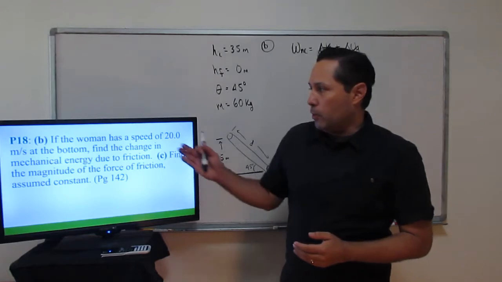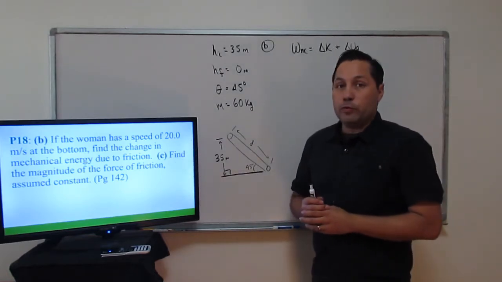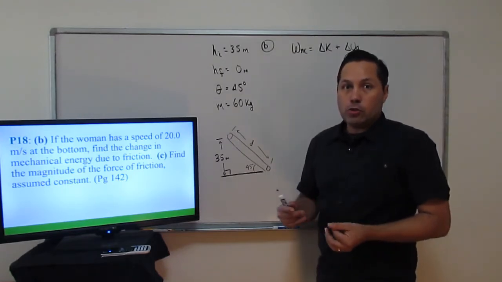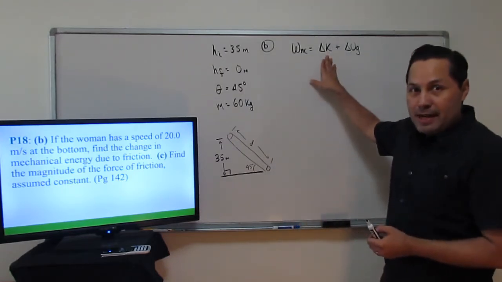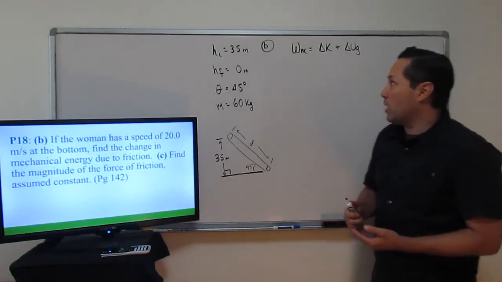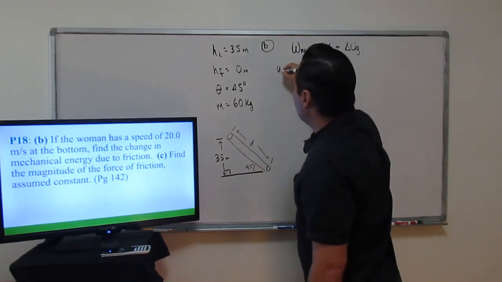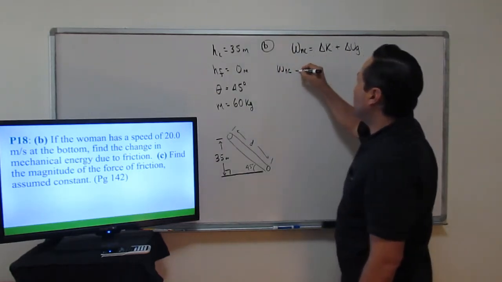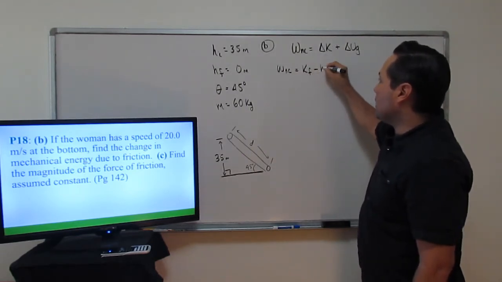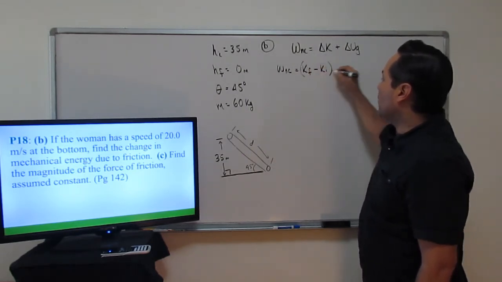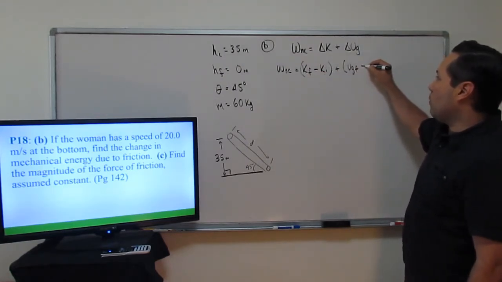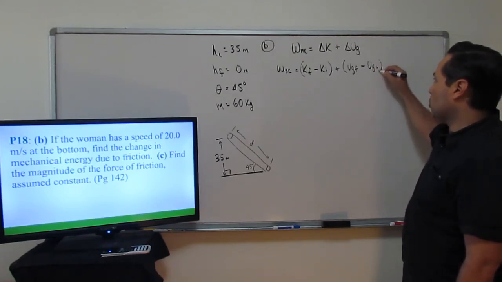In part B of problem number 18, they say, if the woman has a speed of 20 meters per second at the bottom, find the change in mechanical energy due to friction. So for our change in mechanical energy, we're going to get the change in kinetic energy and add it to the change in gravitational potential energy and put those together. Alright, so let's go ahead and begin. Work non-conservative is equal to the change in kinetic energy, which is kinetic energy final minus kinetic energy initial. We're going to add that to gravitational potential energy final minus gravitational potential energy initial.